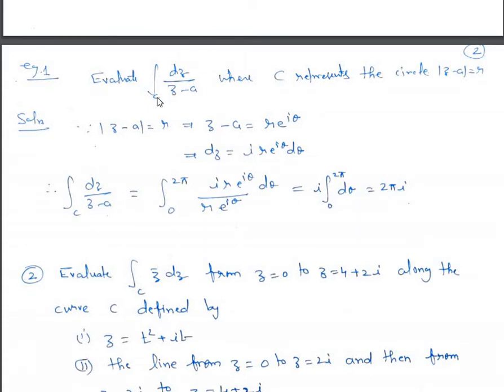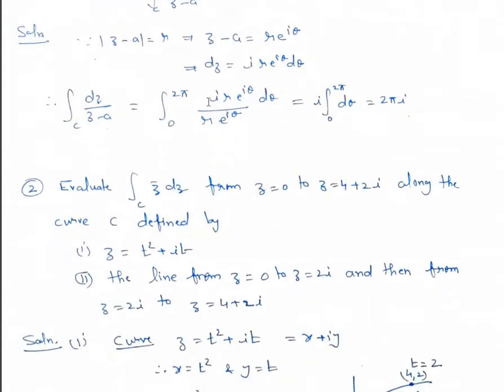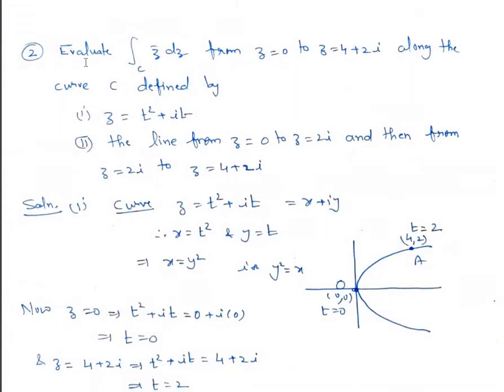So, therefore, the integral over C of dz upon (z - a) is equal to the integral from 0 to 2π. In place of dz, we write i r e^(iθ) dθ, and in place of z - a, we put r e^(iθ). r e^(iθ) gets cancelled. So, this is i times the integral from 0 to 2π of dθ, which is 2π i. So, this is the value of the integral over C of dz upon (z - a). Okay, let's take the next example.